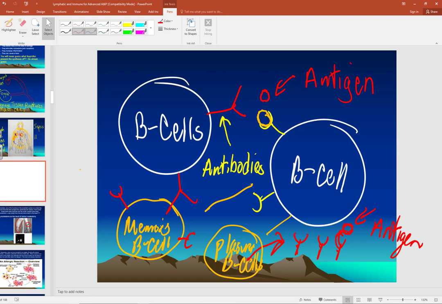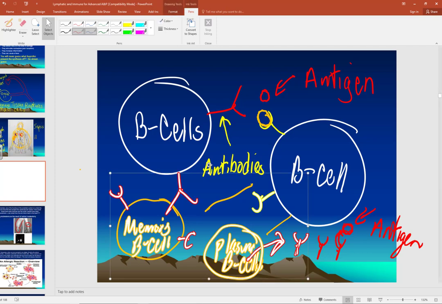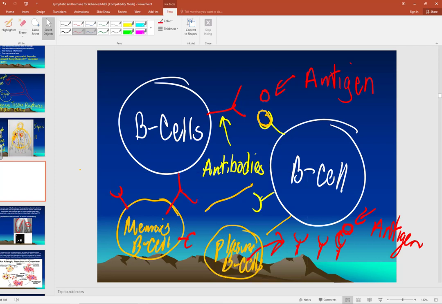When you're first exposed to something, you've never been exposed to it before. This process of activating B cells and converting them into memory cells and plasma cells can take weeks or months. In the meantime, you get sick. You following? So on your first exposure to a bacteria or a virus, because you do not have plasma B cells turned on yet, this process can take weeks or months to develop. In the meantime, you get sick.